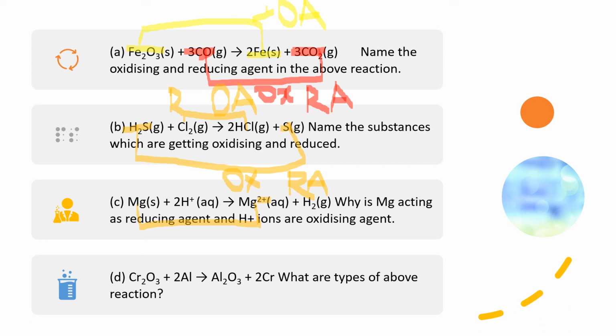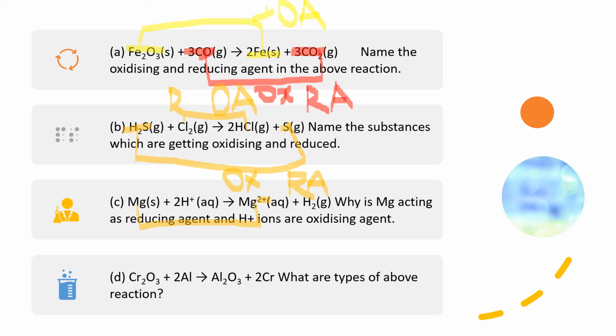And the last question of this session is Cr2O3 plus 2Al gives Al2O3 plus 2Cr. Okay, what are the types of the above reaction? So here you can see Cr2O3. Here the O3 is displaced towards aluminium, right? So this is an example of a displacement reaction, and of course this is an example of a redox reaction.